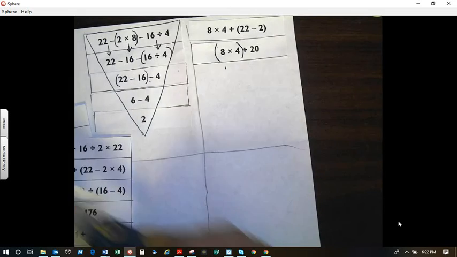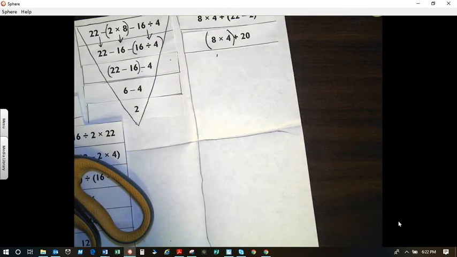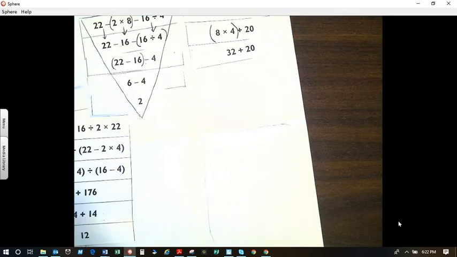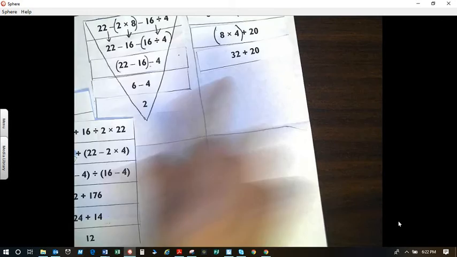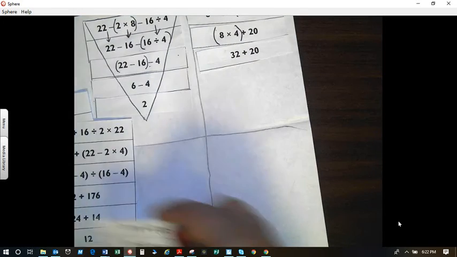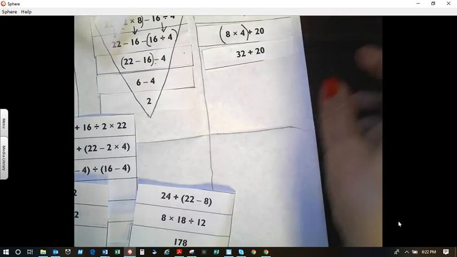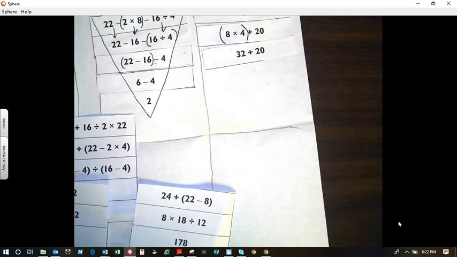And now, what is our final answer? What would be 32 plus 20? 52. So did y'all find your answer, 52? I'm looking for my answer. Oh, there we go. Mine's over here. So the answer is 52.